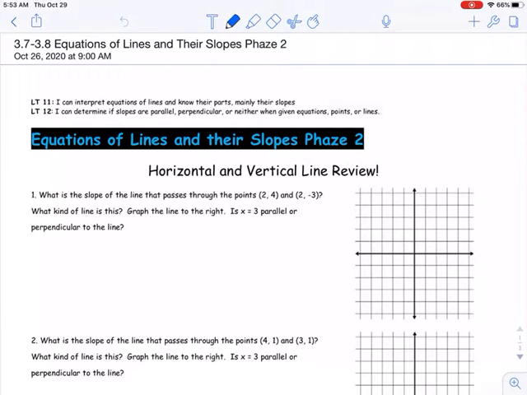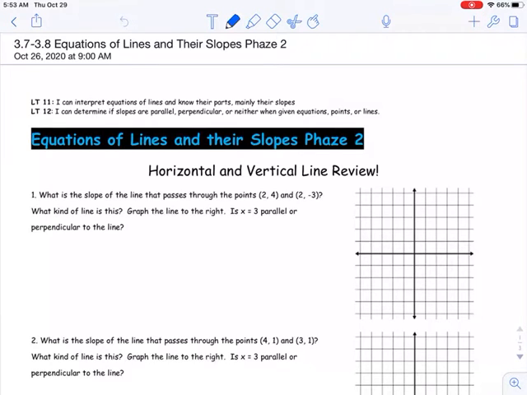Okay, students, good morning. And we're here and we're talking about equations of lines and their slopes, phase 2. All right, so some stuff we did yesterday, kind of the same concept, the same idea, but we're going to elaborate, talk about some horizontal and vertical lines, and then do some other things. And you guys are going to have a really good time.